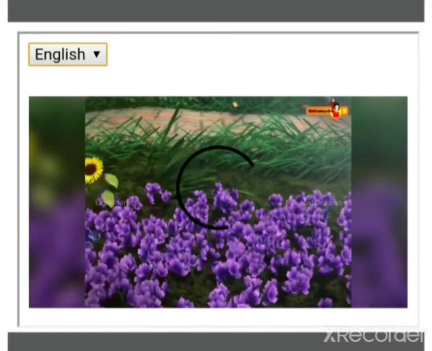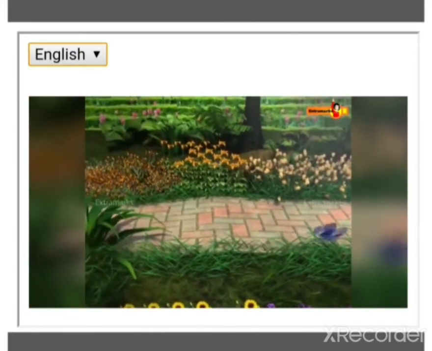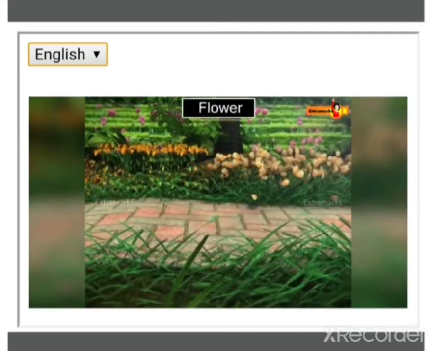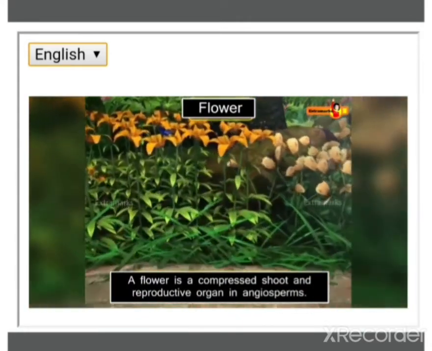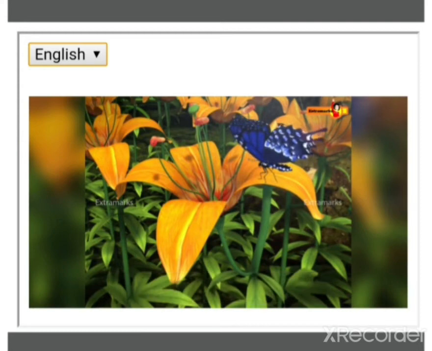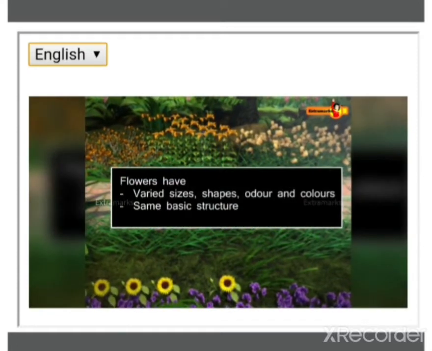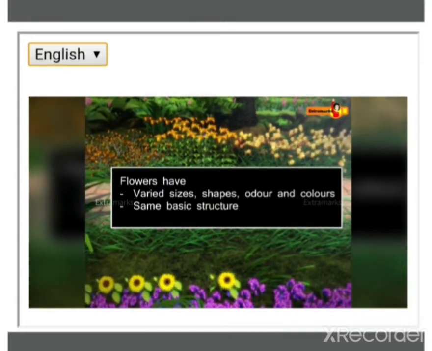Flowers are one of the most beautiful creations on Mother Earth. According to the biologists, morphologically, the flower is a compressed shoot and reproductive organ in angiosperms, the flowering plants. Although flowers have astonishingly varied sizes, shapes, odor, and colors, they still possess the same basic structure.